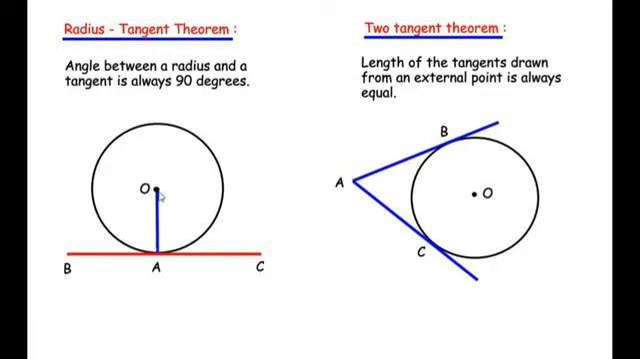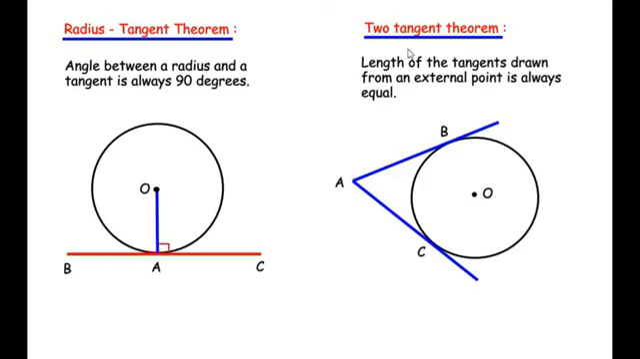So here we can see that OA is the radius of the circle and BAC is a tangent. A tangent is a line which just touches the circle at one point and brushes away. So here the angle between a radius and a tangent is always 90 degrees.